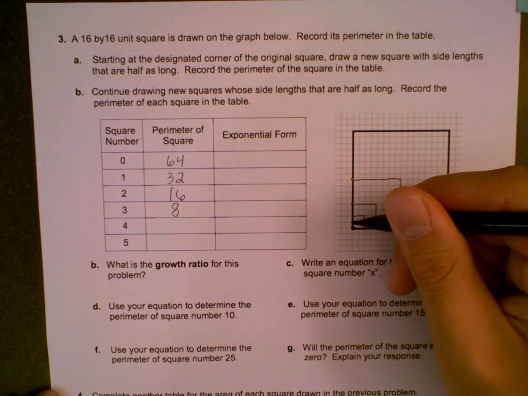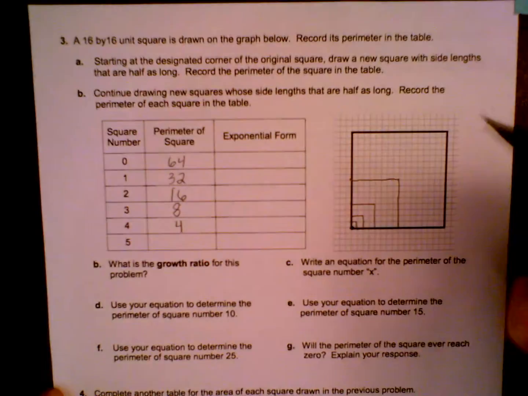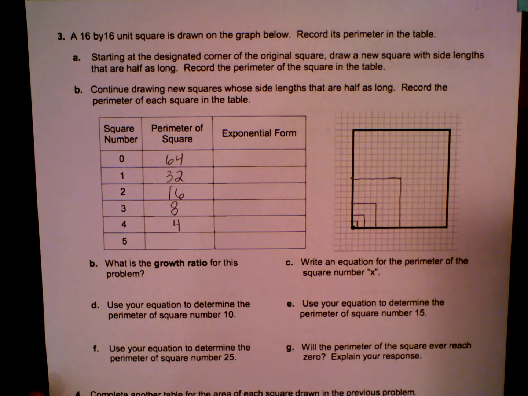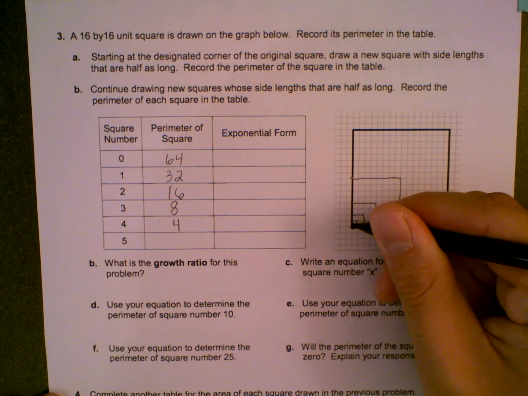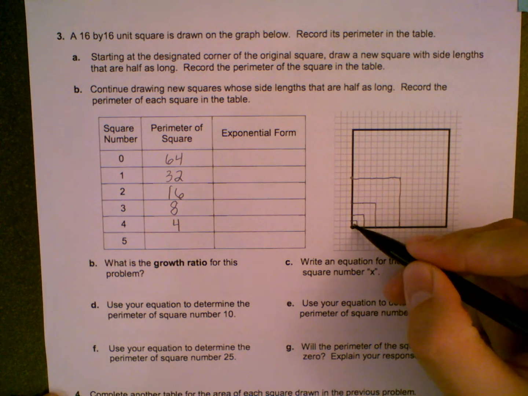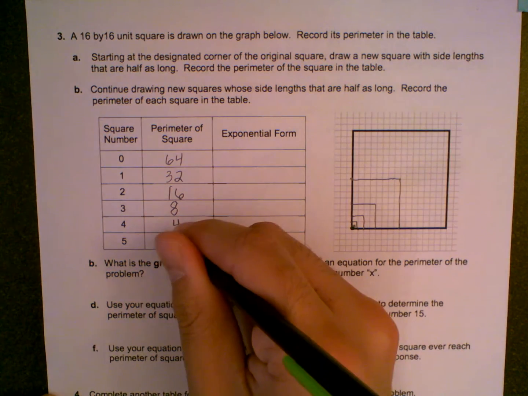Okay, my next square is going to be a 1 by 1, which then would have a perimeter of 4. And my fifth one, it's going to be a half. A little tiny half a square there. If we want to calculate the perimeter of this one, it'd be just 4 times 1/2, which would be 2.